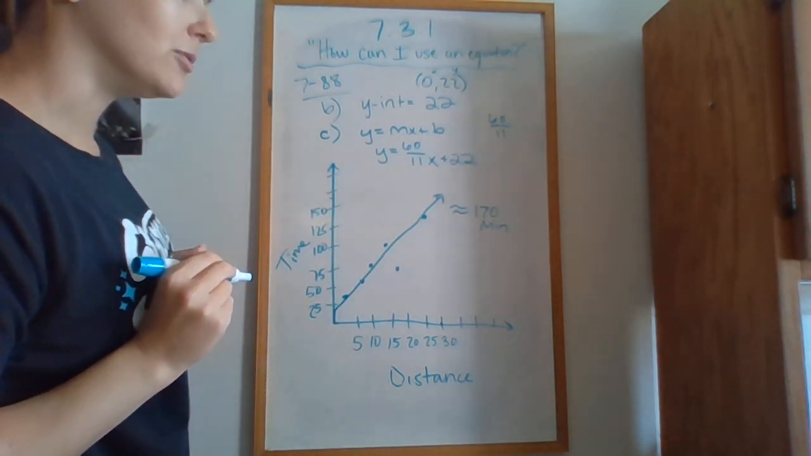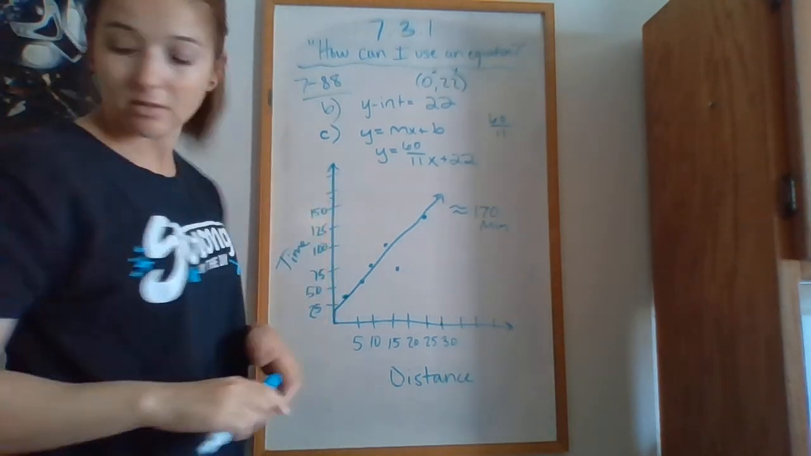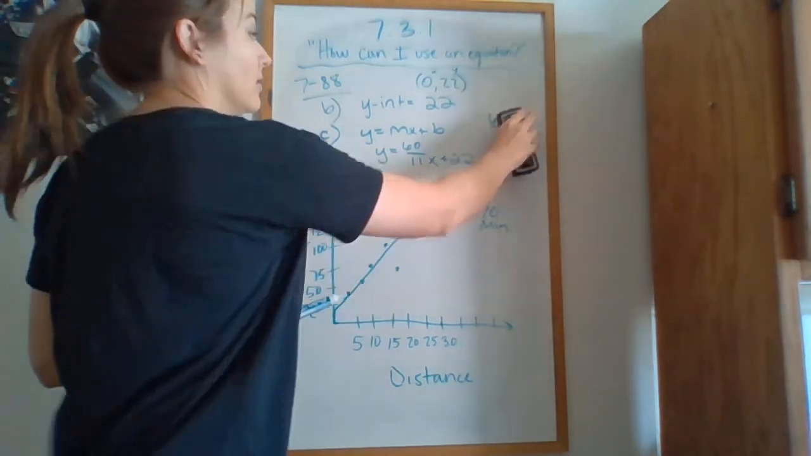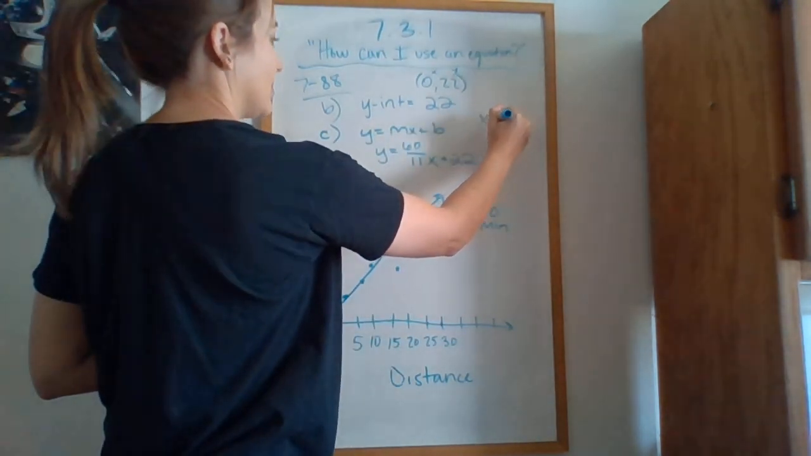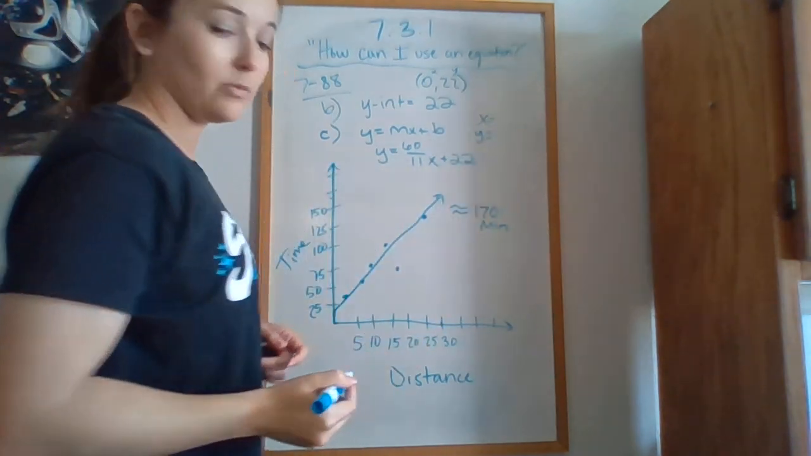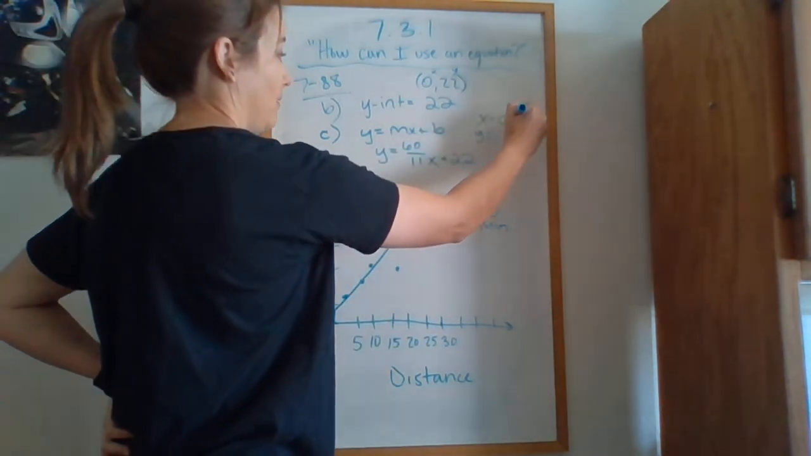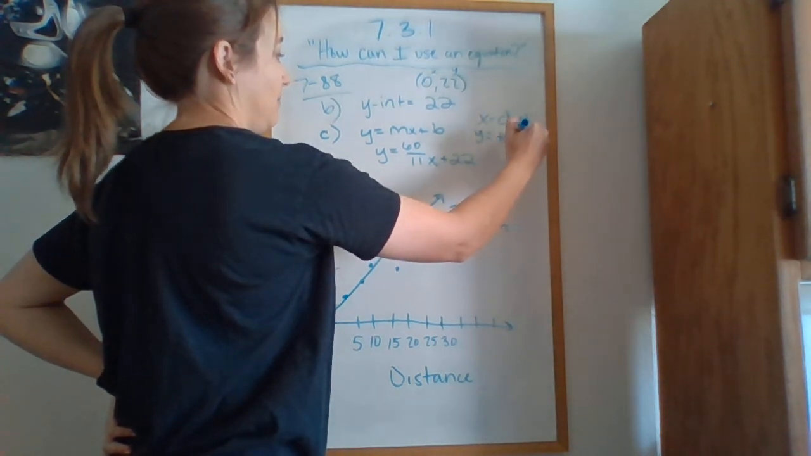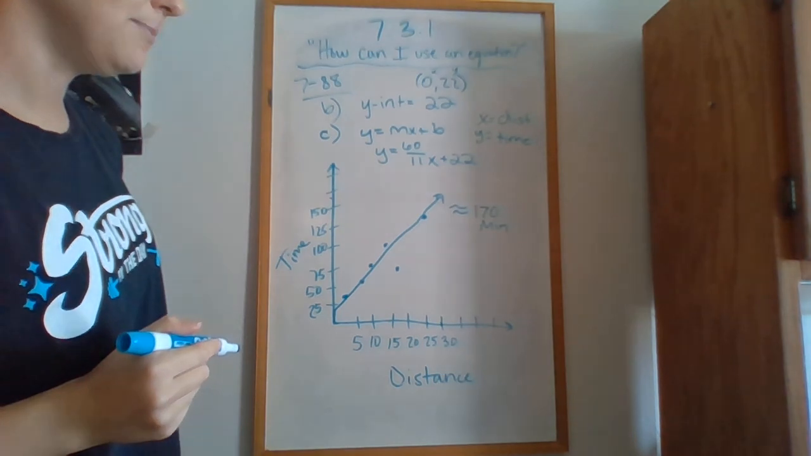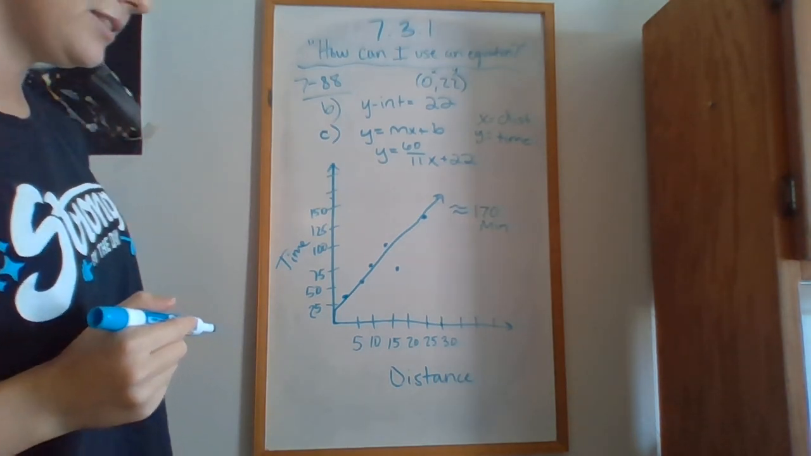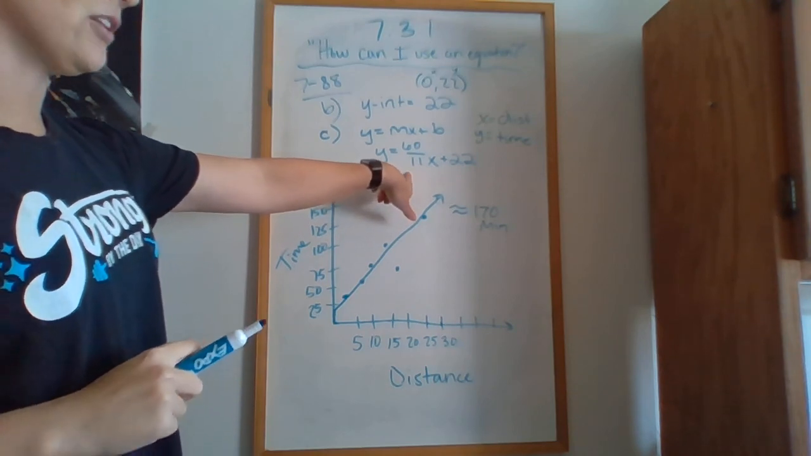And then it says to identify the variables. So the y and the x, it says what do they mean? And we already talked about that before. The x is the distance, y is the time. So that's part C.